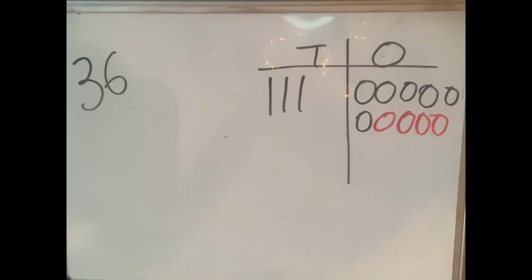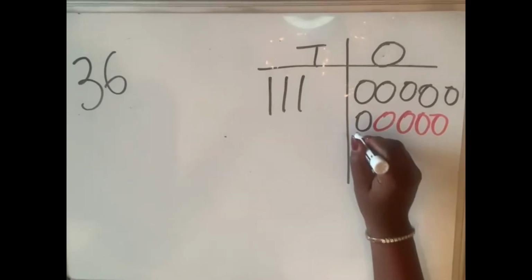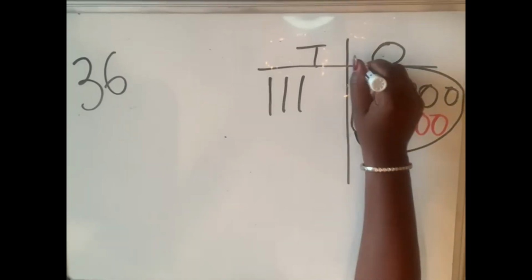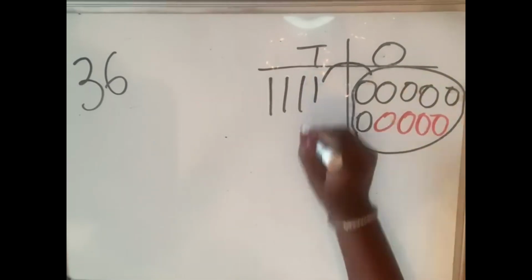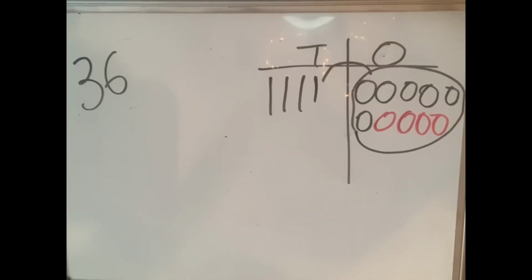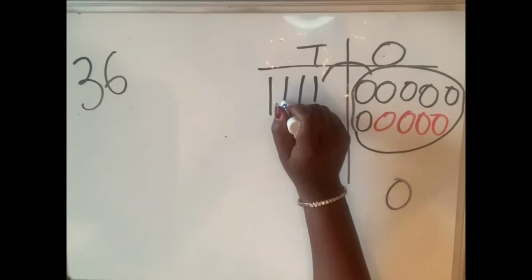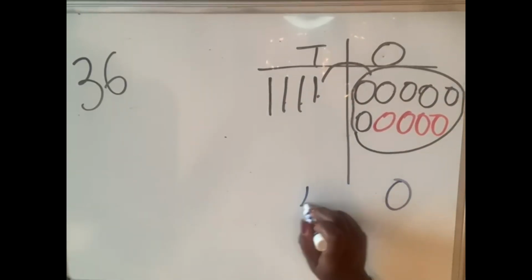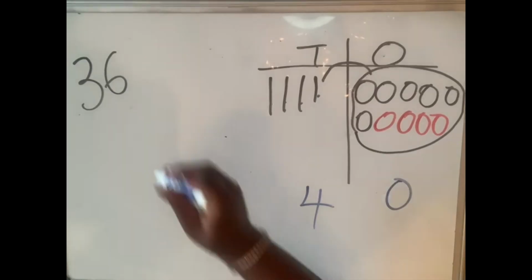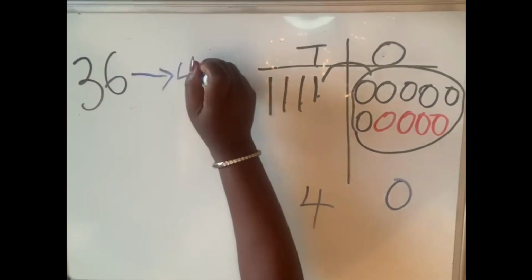And now I'm going to trade my 10 ones for 1 ten in the tens place. And so it comes over to the tens place as 1 ten. Now I have 0 ones. And I have 1 ten, 2 tens, 3 tens, 4 tens. And so the next multiple of 10 after 36 is 40.